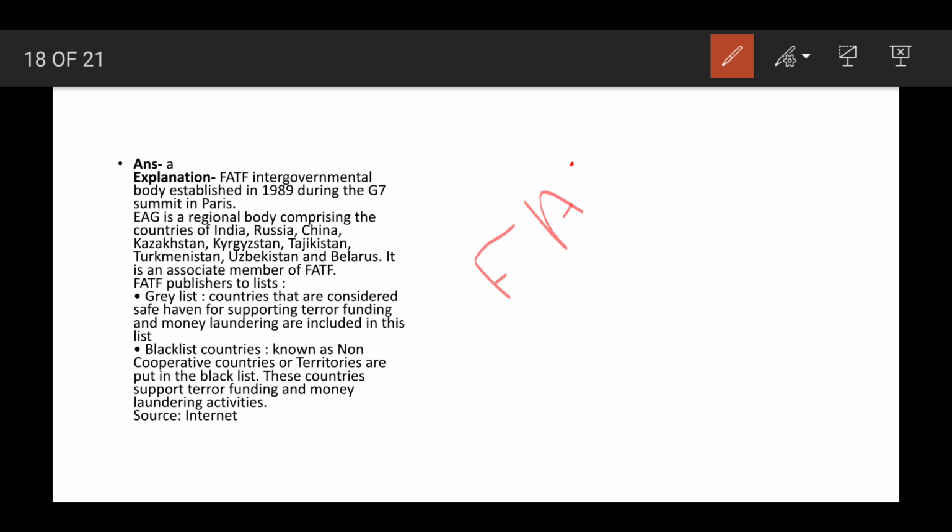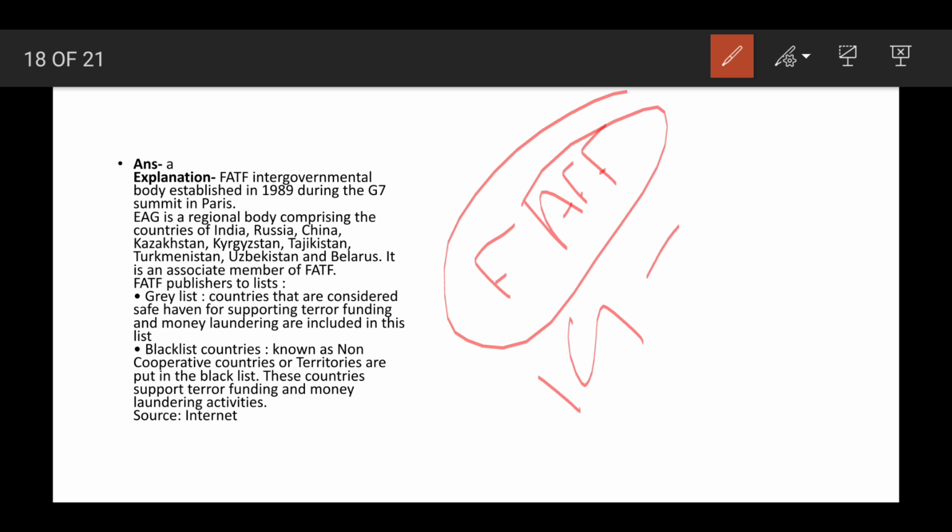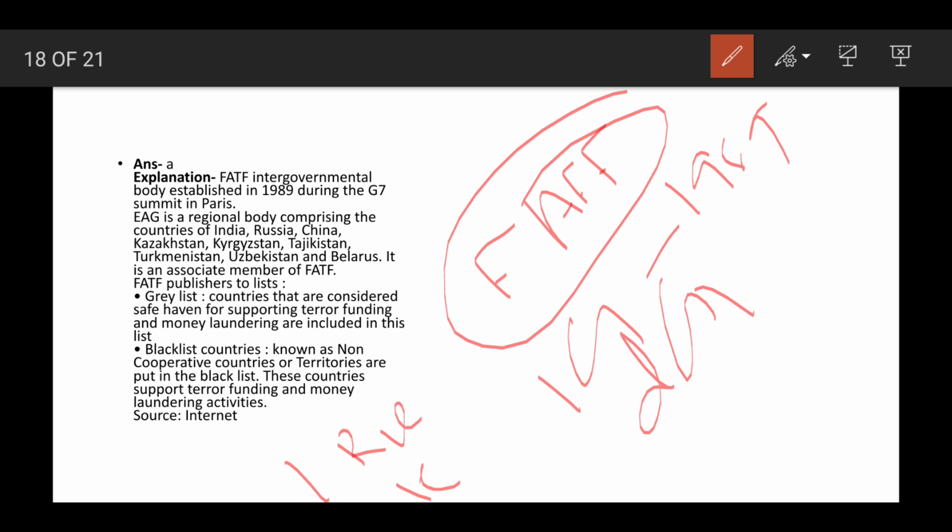FATF is an intergovernmental body established in 1989 during the G7 summit in Paris. EAG, the Eurasian Group, is a regional body comprising the countries India, Russia, China, Kazakhstan, Kyrgyzstan, Tajikistan, Turkmenistan, Uzbekistan and Belarus. It is an associate member of FATF. FATF publishes the following lists: the grey list and the black list. The grey list includes countries that are considered safe havens for supporting terror funding and money laundering.